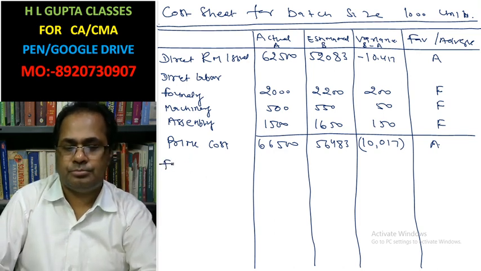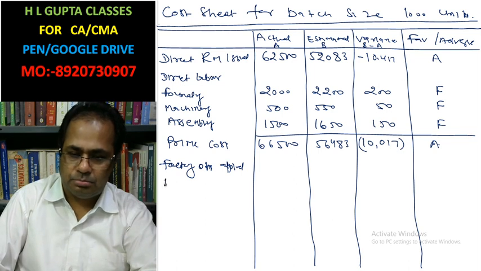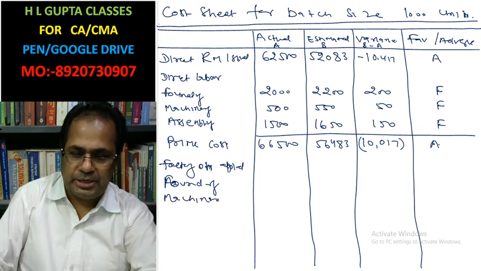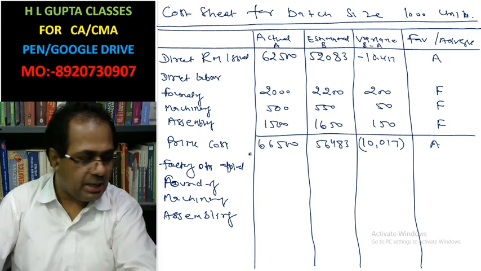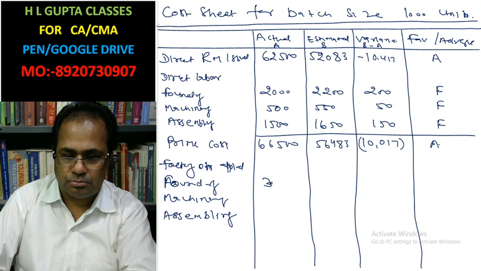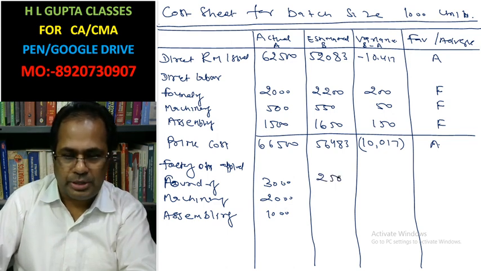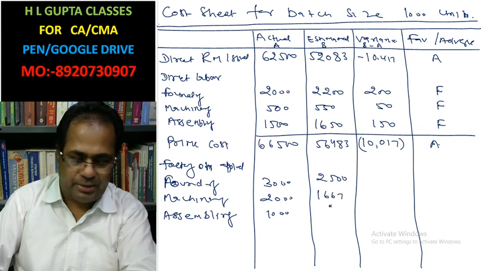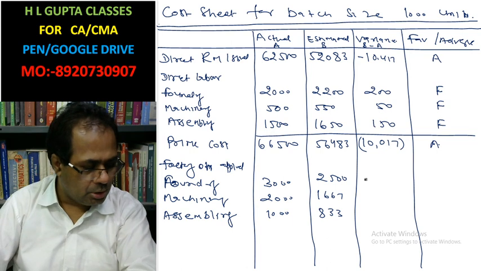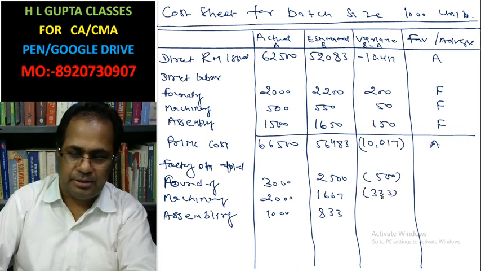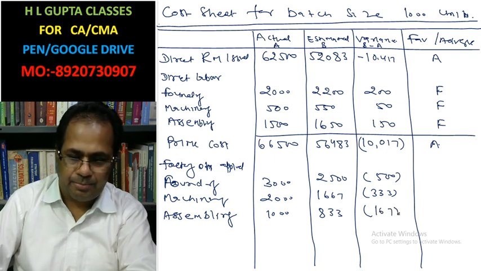Factory overhead applied, again foundry, machinery, assembling: 3,000, 2,000, 1,000 actual, and 2,500, 1,667, 833 estimated. This is minus 500, minus 333, minus 167. This is adverse.